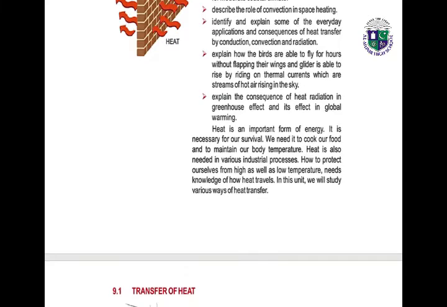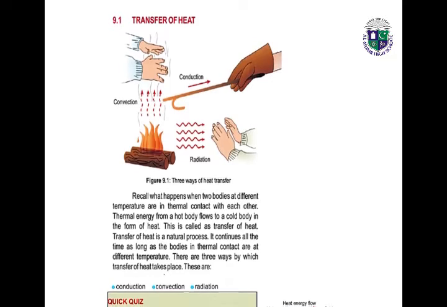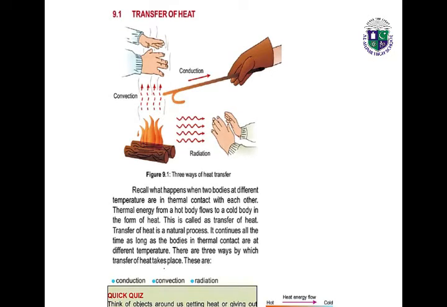So in this unit we are going to study the transfer of heat, that is, how heat travels from one body to another. There are three processes through which heat is transferred from one body to another. One is conduction, the other one is convection, and the third one is radiation. So these are the three ways of heat transfer.